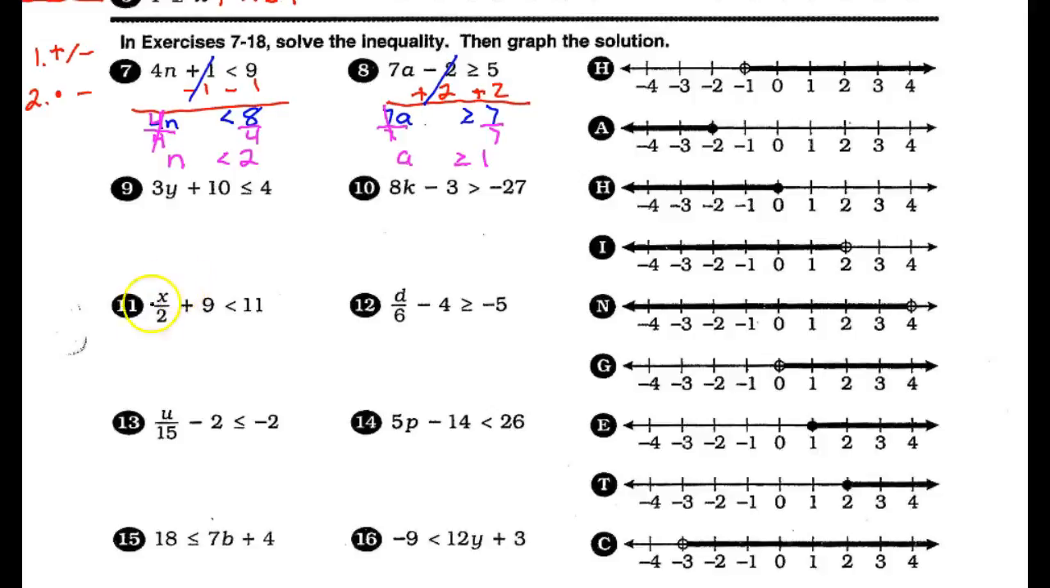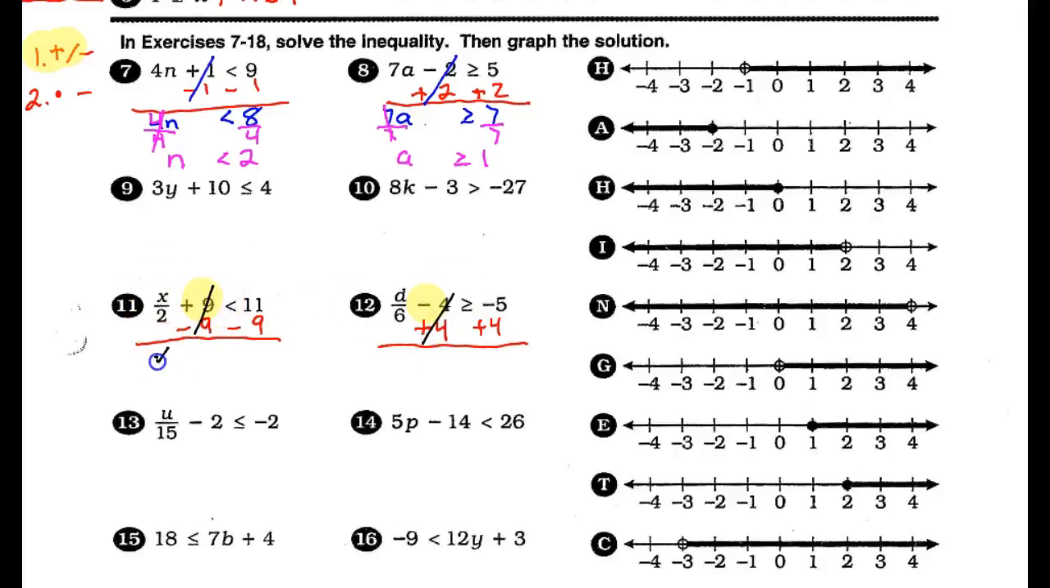Okay. Just looking at number 11, very similar. Add, subtract first, right? So take care of the +9 first. Take care of the -4 first by doing the opposite, subtracting 9 on both sides on number 11. And then on number 12, adding 4. That's the opposite of subtracting. So we're going to add 4 to both sides. So always do the opposite when you're adding, subtracting. And then we're left with, these cancel out, equal 0.